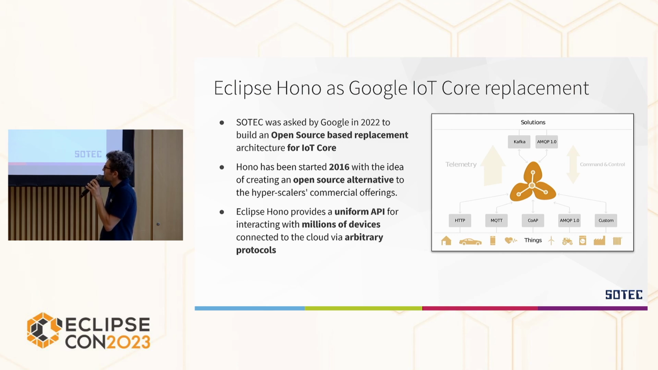Hono was started in 2016 with the exact idea of creating an open source alternative to the hyperscalers' commercial offerings. It provides a uniform API for interacting with millions of devices connected via arbitrary protocols, as you can see at the bottom. And as there was already an HTTP and MQTT adapter, it was a good fit for us to replace Google IoT Core.